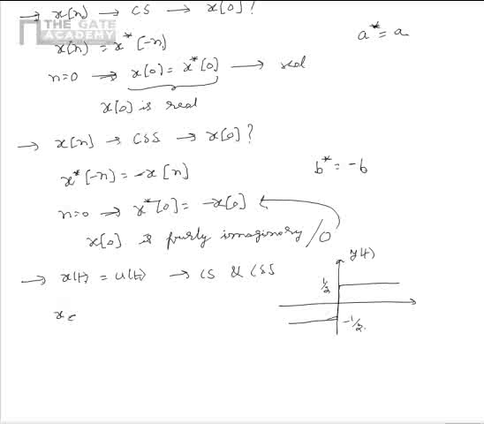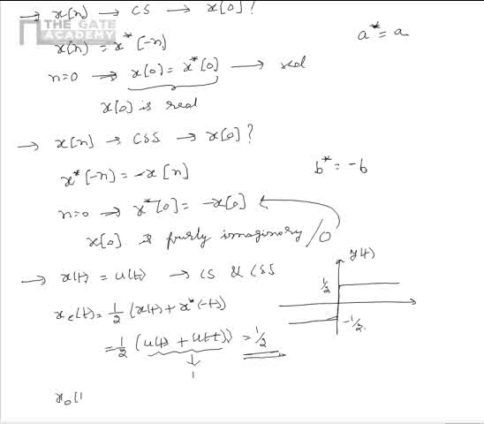We know that the conjugate symmetric part of the signal xe of t is given as half into x of t plus x star of minus t. Here x of t is u of t. As u of t is real, x star of t will be equal to u of t itself. So x star of minus t will be u of minus t. We know that this quantity is equal to 1, so the even part of the signal is half.